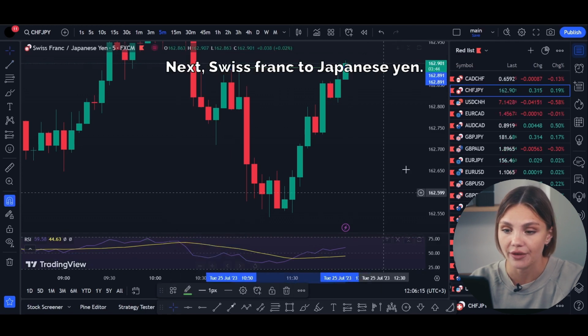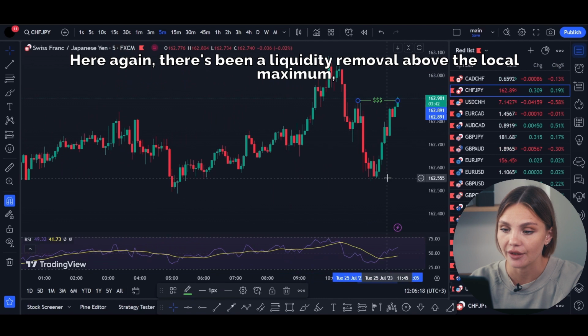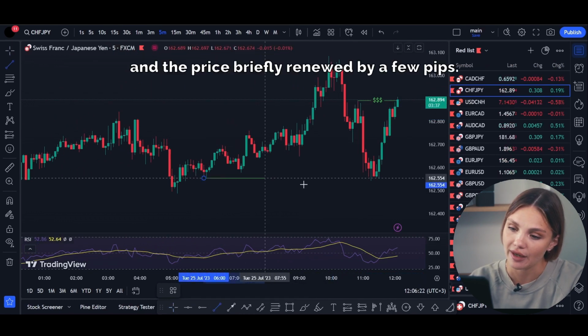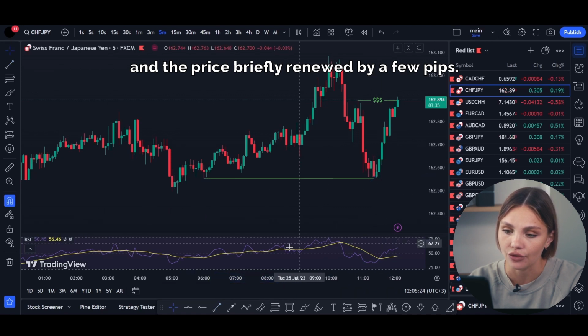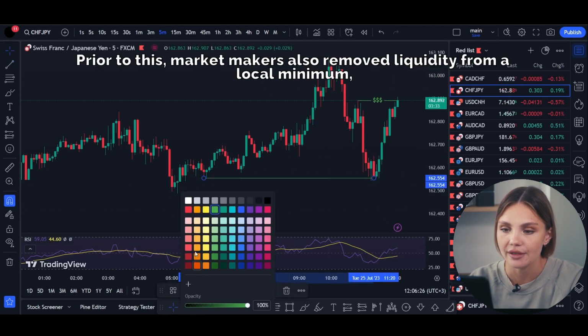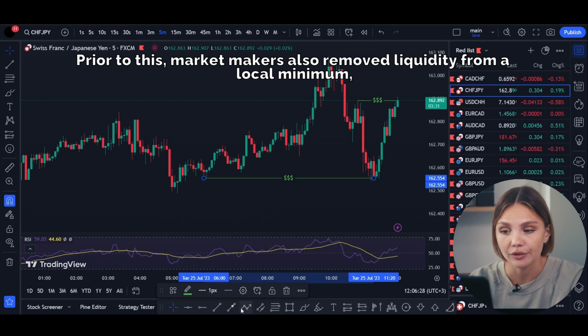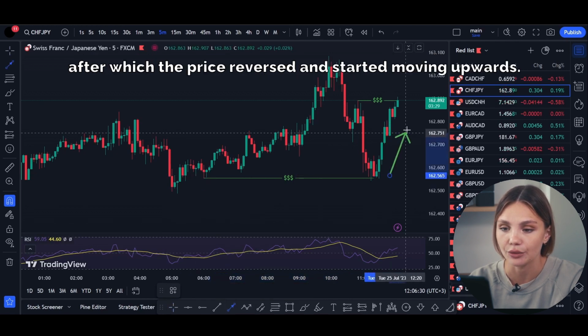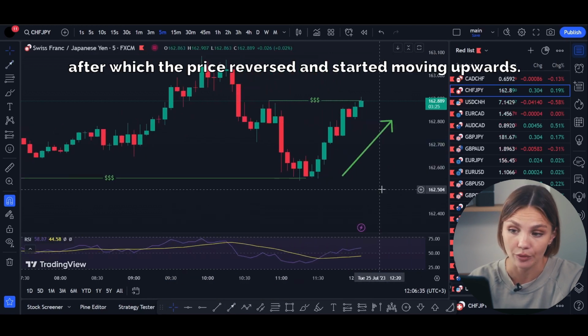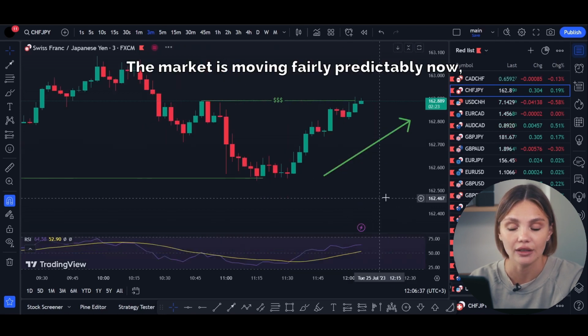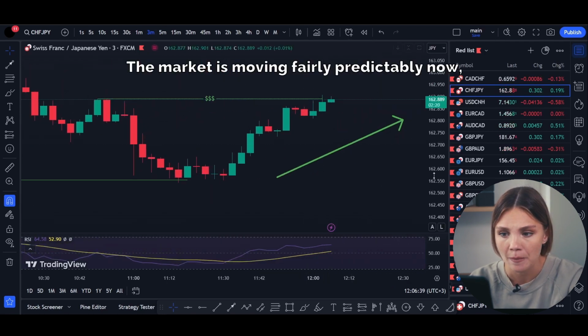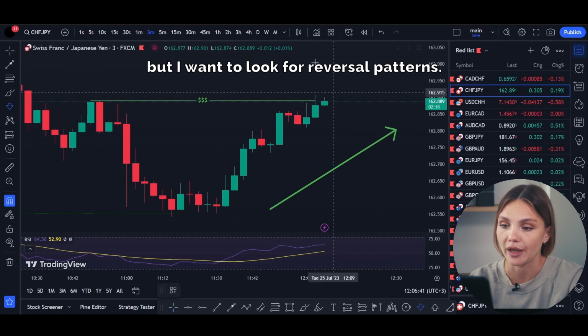Next, Swiss franc to Japanese yen. Here again, there's been a liquidity removal above the local maximum, and the price briefly renewed it by a few pips. Prior to this, market makers also removed liquidity from a local minimum, after which the price reversed and started moving upwards. The market is moving fairly predictably now, but I want to look for reversal patterns.